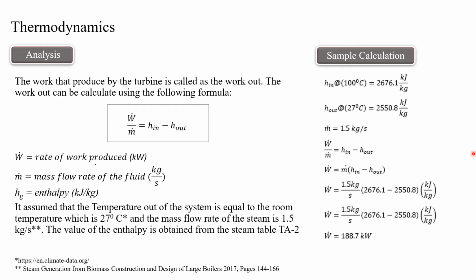This is the sample calculation. In this case, we take the experiment value when the temperature into the turbine is equal to 100 degrees Celsius, and we get this value of enthalpy in, and then the out, as we assumed before, 27 degrees Celsius, and we get the enthalpy out of the system, and the mass flow rate, which is 1.5. And then we can calculate the work produced by using this formula. And then we get the work produced, which is 188.7 kilowatts.